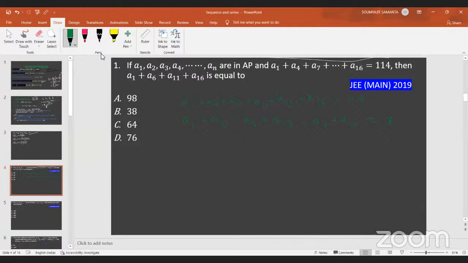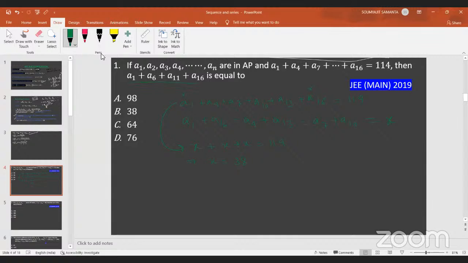So this equation will become A1 plus A16 equal to x, and A4 plus A13 equal to x, and A7 plus A10 equal to x. Then, sir, this will become 3x equal to 114. 3x equals 114, so x will become 38. Right?